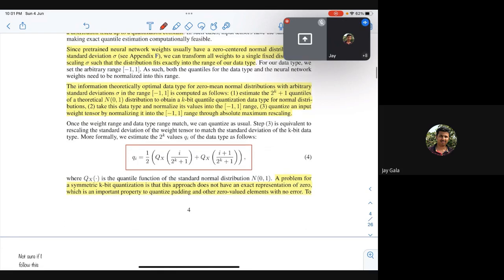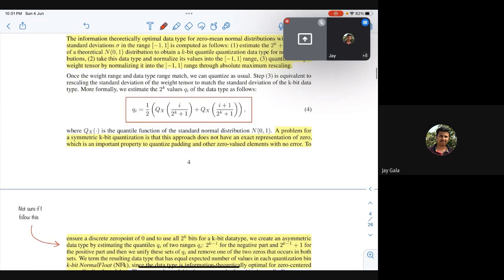So I think the main argument for why we don't want symmetric k-bit quantization is that it does not have a representation of 0. Which is important when we want to represent zeros and other non-zero elements as well with no error.